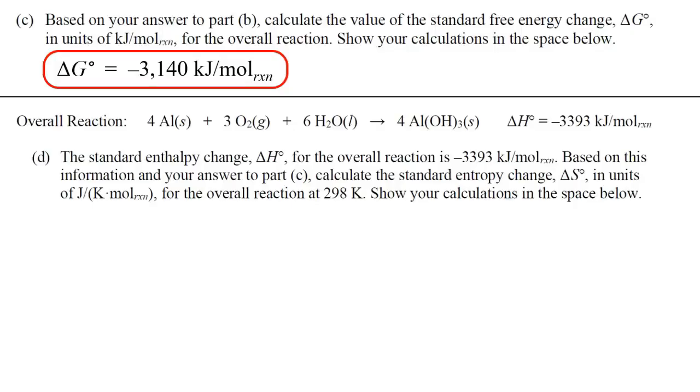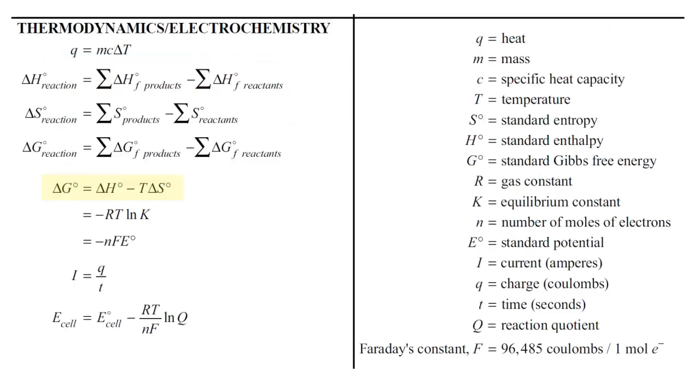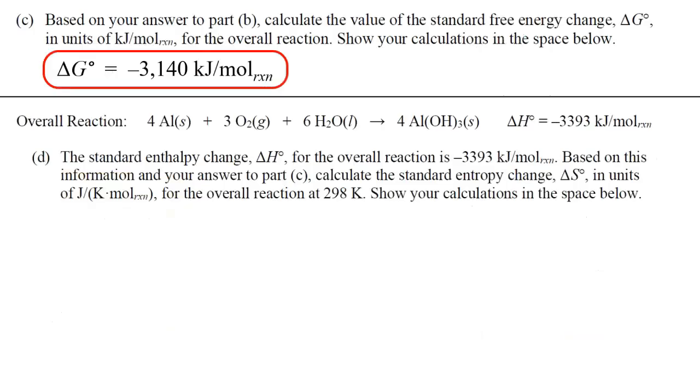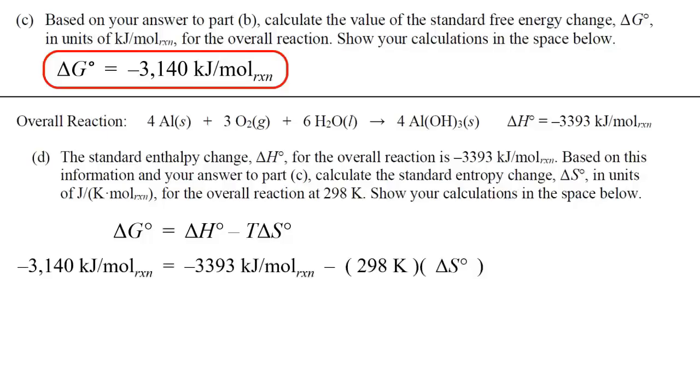So in order to answer part D, we're going to use the Gibbs free energy equation that looks like this. Delta G equals delta H minus T delta S. We know the value of delta G because that's our answer that we calculated in part C. We know the value of delta H because we were given that value in this part of the question, and then the temperature is 298 Kelvin. So if we plug in everything that we know into the Gibbs free energy equation, the only thing that we don't know is the value of delta S. So now this just becomes an algebra problem. I'm going to solve for delta S.